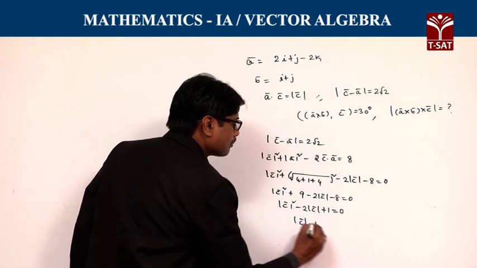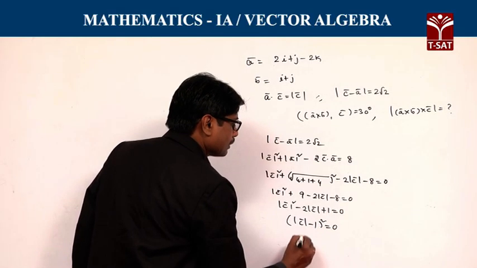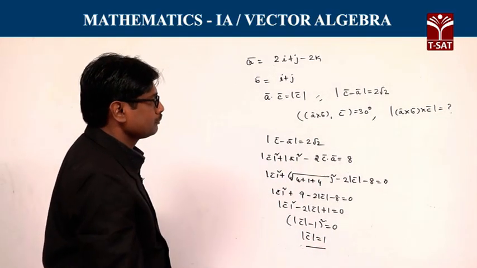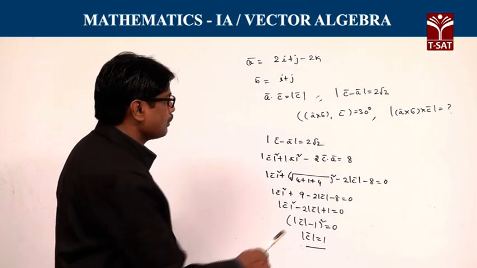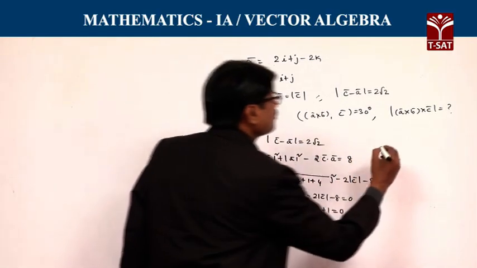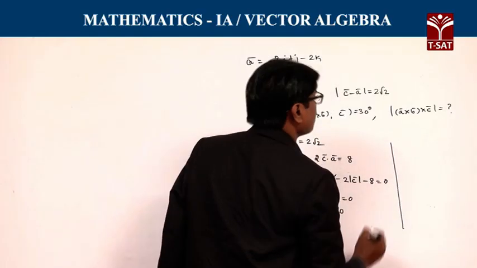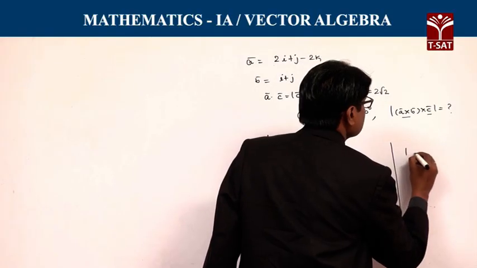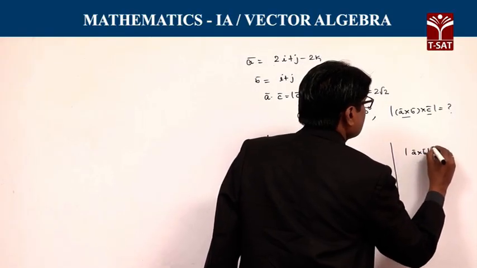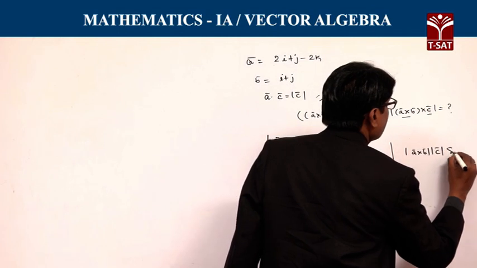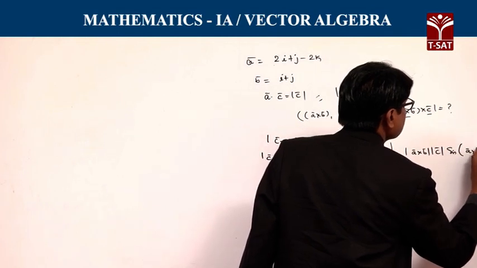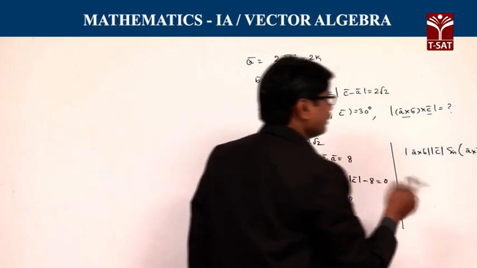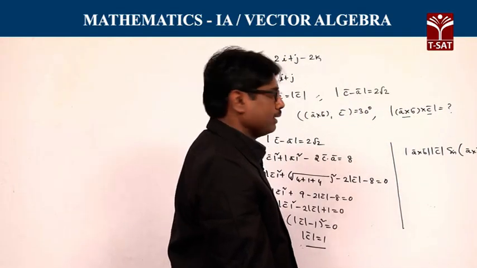The mod of c bar minus 1 whole square equal to 0. The mod of c bar is equal to 1. It is a unit vector. Okay, but we are supposed to calculate the value of mod of a cross b cross c on expanding by using cross product of these two. This is mod of a bar cross b bar and mod of c bar sine of angle between a bar cross b bar, c bar into mod of n cap perpendicular to A cross B cross C plane.